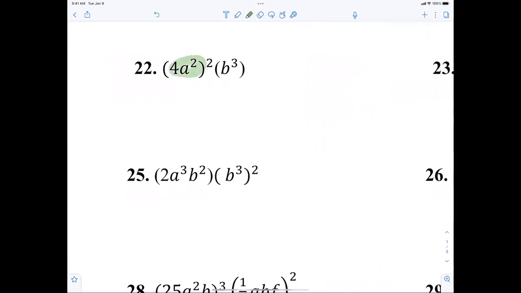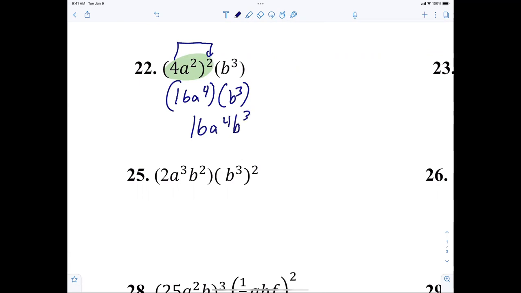4A to the 4th. No. A is not only being squared, but the 4 is being squared. What is 4 squared? 4 times 4, 16. A to the what? A to the 4th. Now, is there anything I can do with that now? No. 16a to the 4th b cubed. I'm happy with that, right? All right, here we go.